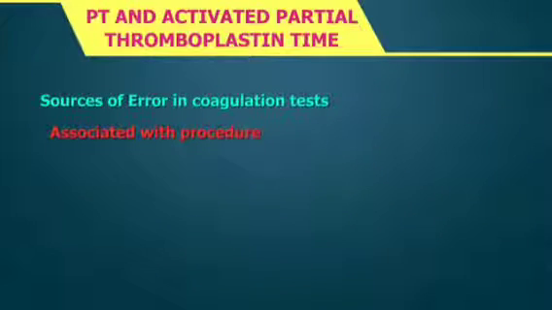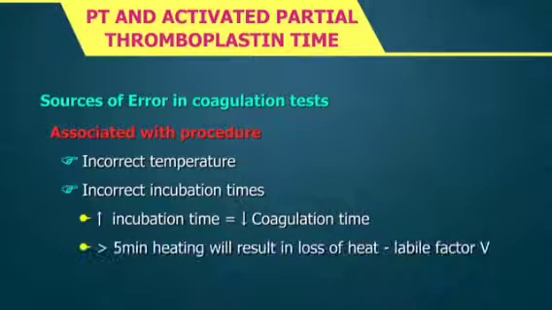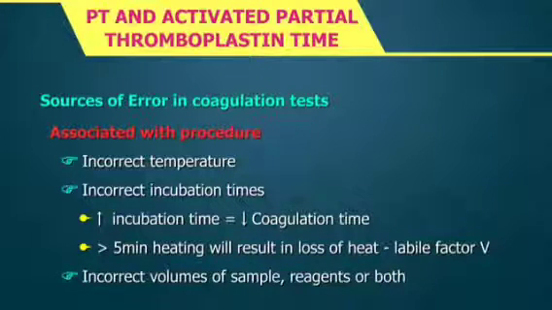3. Associated with procedure: incorrect temperature. Incorrect incubation times. Increased incubation time is equal to decreased coagulation time. More than 5 minutes heating will result in the loss of heat labile factor 5. Incorrect volumes of samples, reagents, or both.